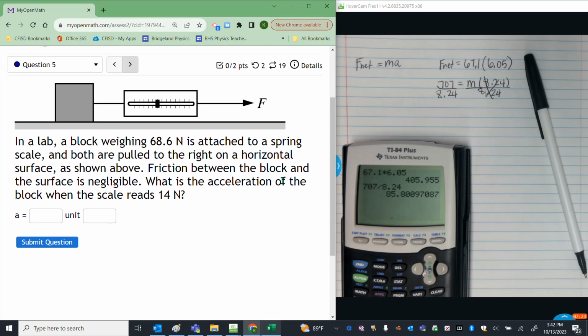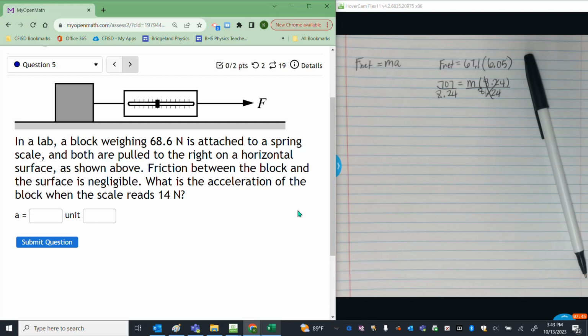Question 5 from the assignment 301.2 says, in a lab, a block weighing 68.6 newtons is attached to a spring scale, and both are pulled to the right on a horizontal surface as shown above. Friction between the block and the surface is negligible. What is the acceleration of the block when the scale reads 14 newtons?